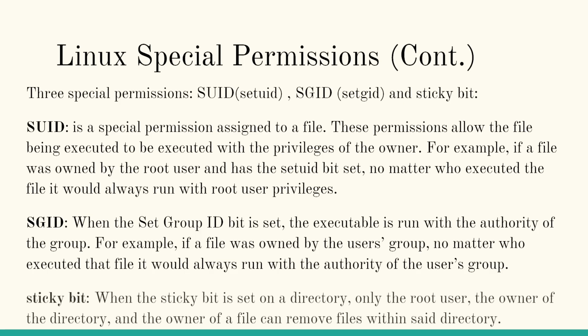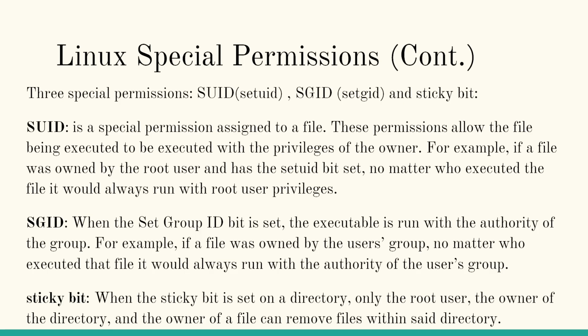Finally, we have the sticky bit. When the sticky bit is set on a directory, only the root user, the owner of the directory, or the owner of the file can remove files within that directory. For example, this is very common in the temp directory. You can see that we have a lot of users in the system, for example 100 users, or 200 users, and you want these users to never remove other people's files. So you will set the sticky bit for this directory.